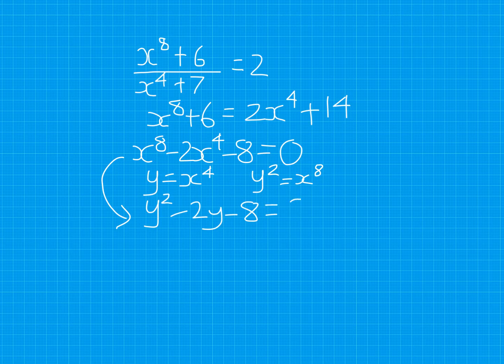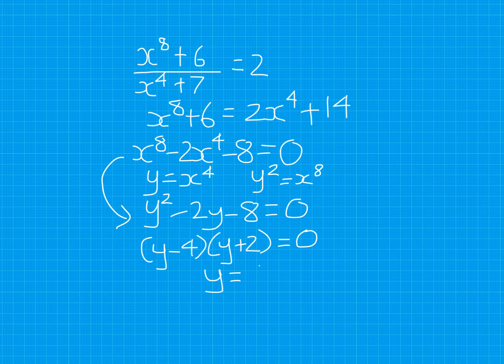So this one can easily be factorized. The two numbers that multiply to negative 8 and add to negative 2 are negative 4 and positive 2. So using the null factor law, I get y equals 4 or y equals negative 2. But hang on a minute, y was x to the power of 4. So I want to find x, not y.